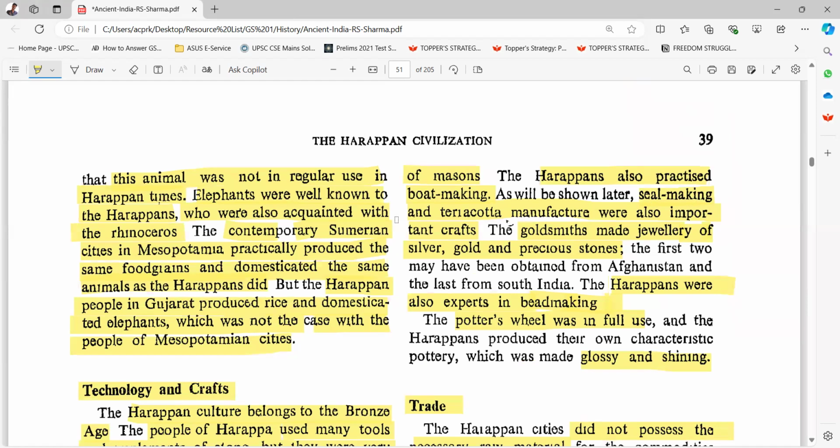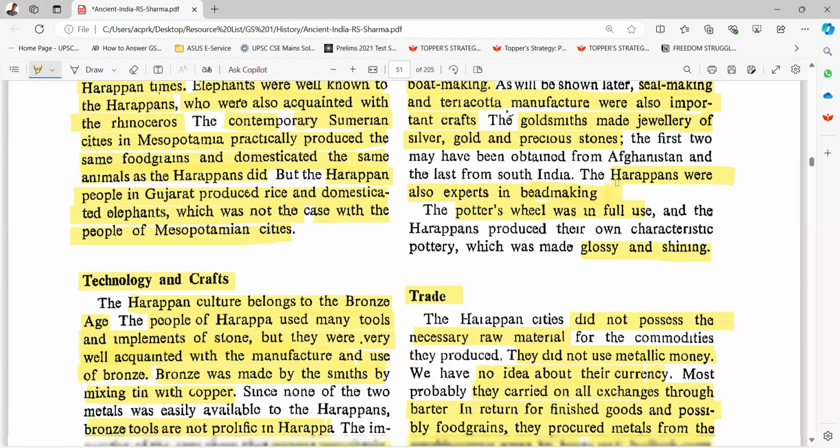Seal making and terracotta manufacture were also important crafts. The goldsmiths made jewelry of silver, gold, and precious stones. The first two may have been obtained from Afghanistan, and the last from South India. The Harappans were also experts in bead making. The potter's wheel was in full use, and the Harappans produced their own characteristic pottery, which was made glossy and shining.